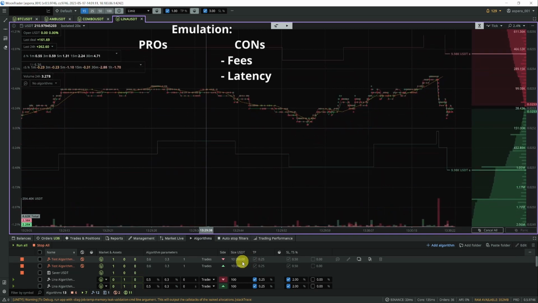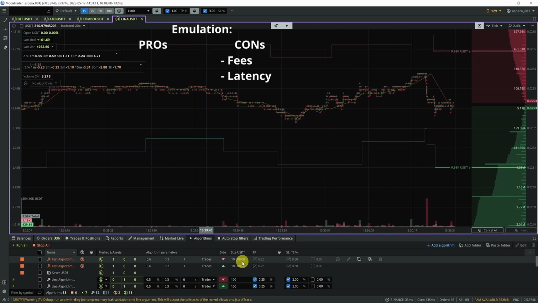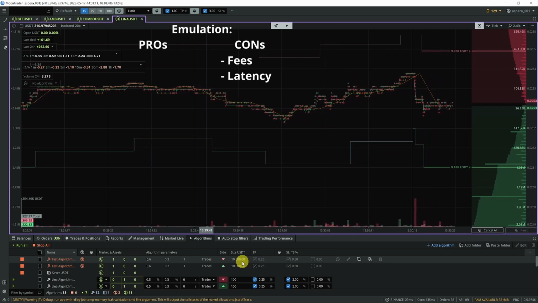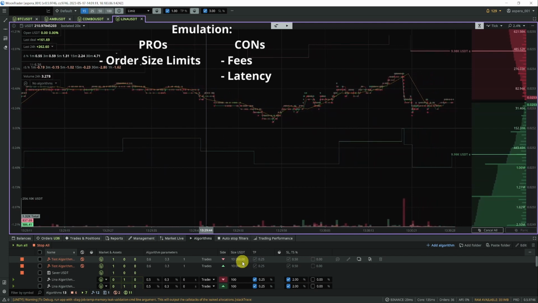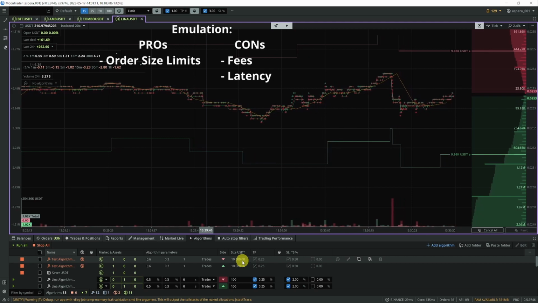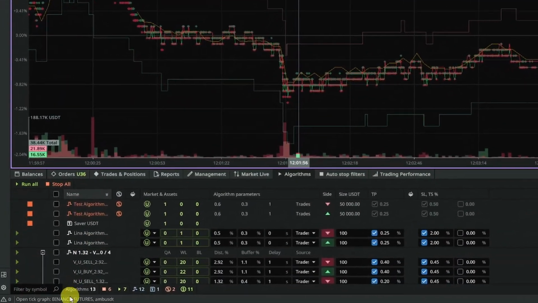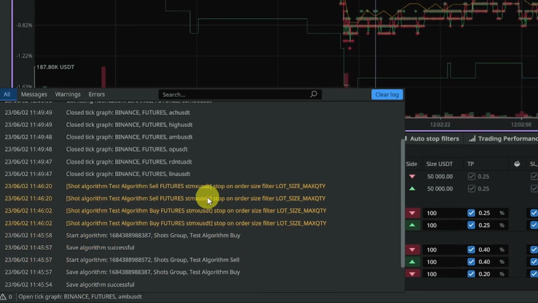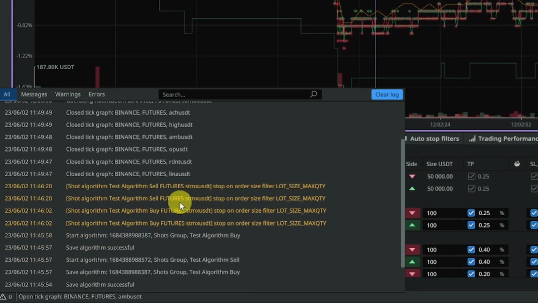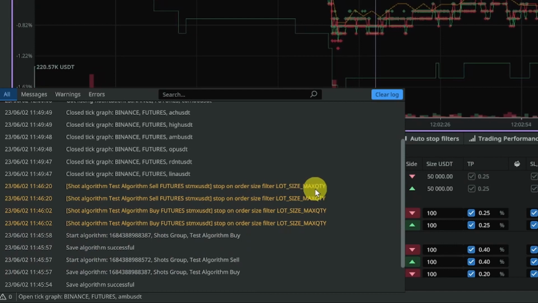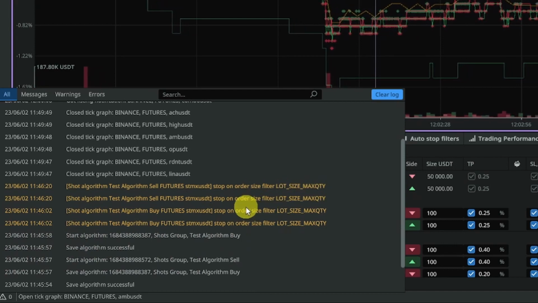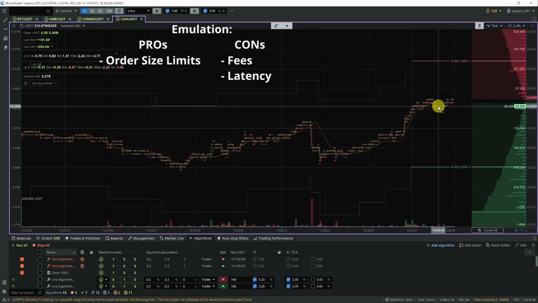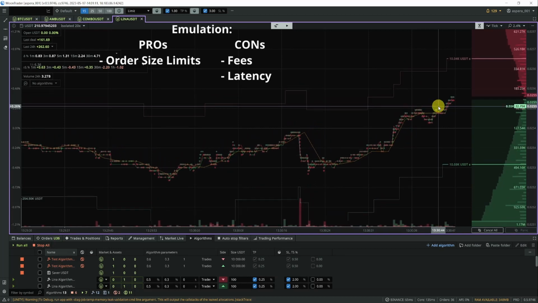The one thing that I found out is that emulation actually takes into account the maximum order sizes allowed on Binance. There was a coin and it showed me that the maximum order size is exceeded, and it did not place any virtual orders, any emulated orders. So that's pretty good. We know that emulation accounts for that.